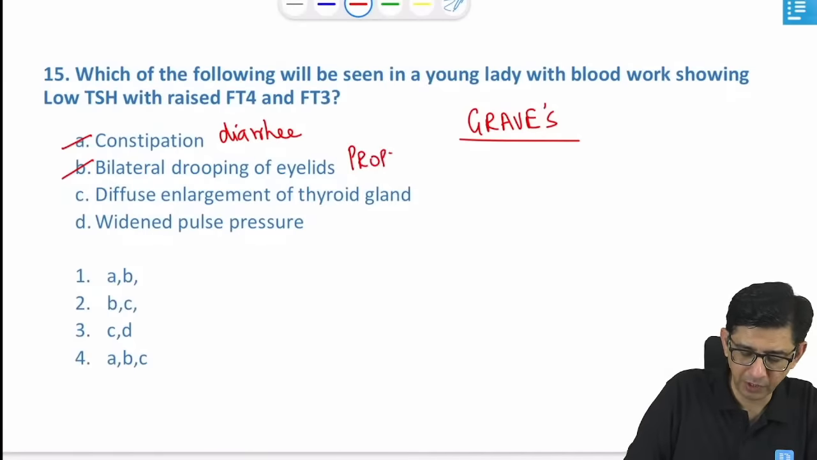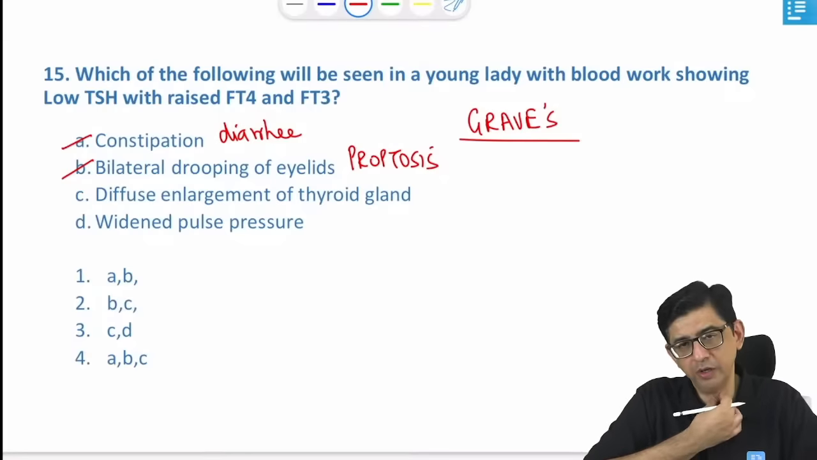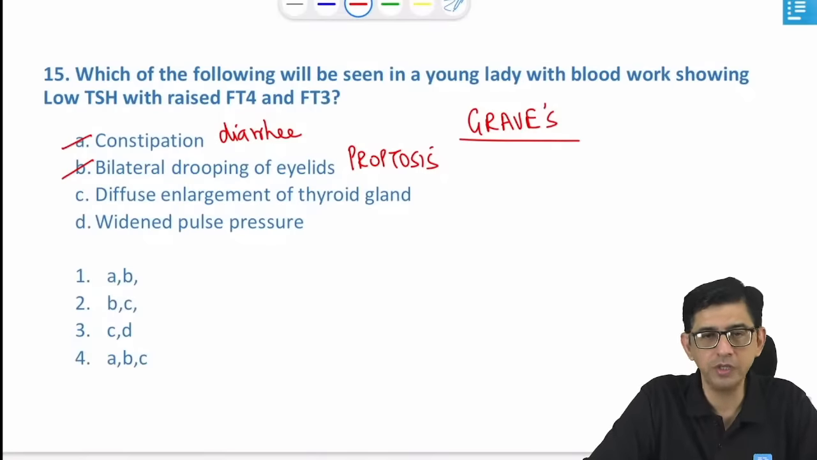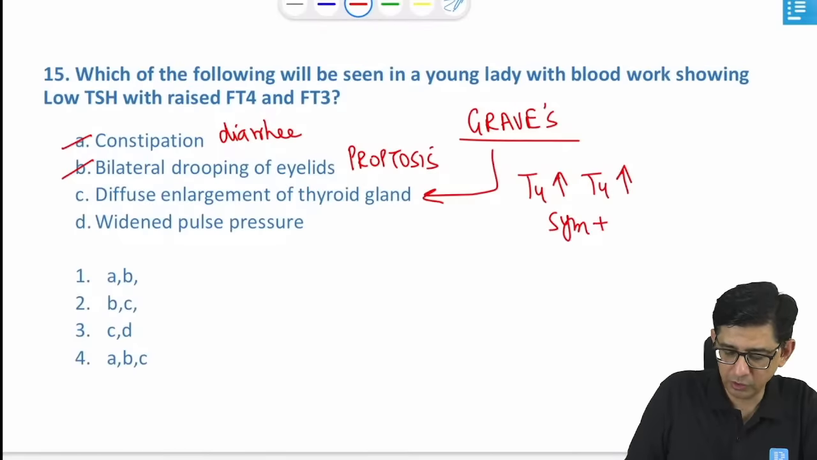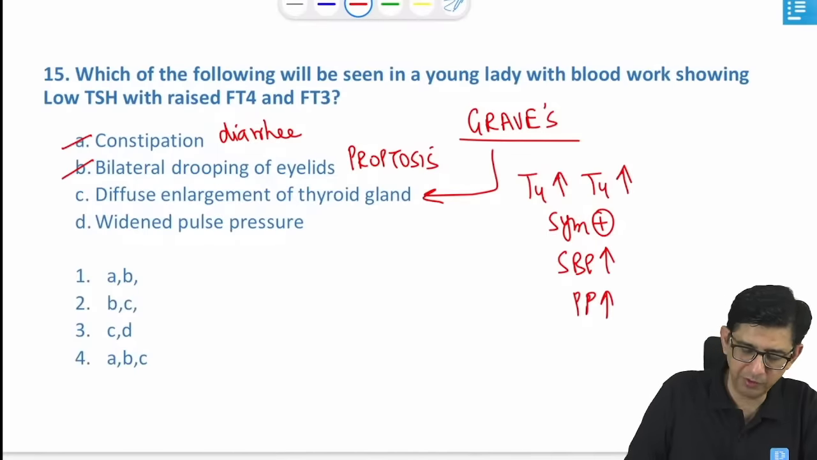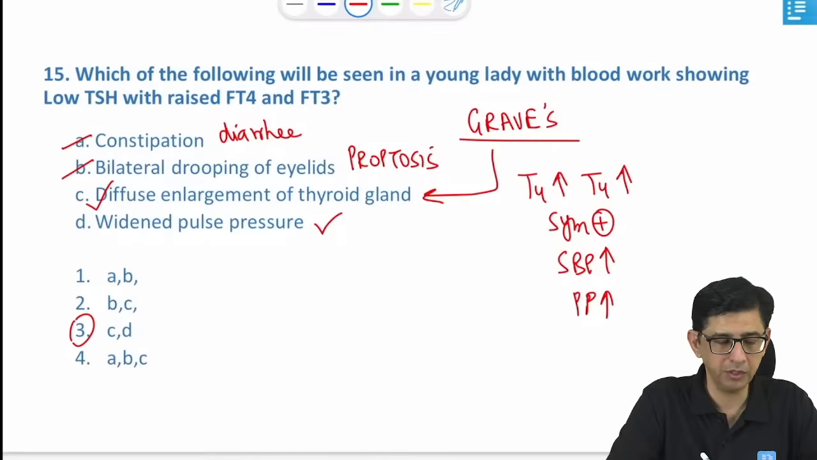These cannot be features. We are left between the two options here: diffuse enlargement of thyroid gland. Diffuse enlargement of the thyroid gland is seen in goiter, but it is also seen in Graves' disease. And because of the sympathomimetic stimulation in these patients, the systolic BP will tend to rise. When the systolic BP rises, the pulse pressure will also rise, and that is why we are saying a widened pulse pressure. So there are two things which are okay in this question, that is C and D, which will nail the answer to this question as option number C. Yes. The correct answer is option number 3.